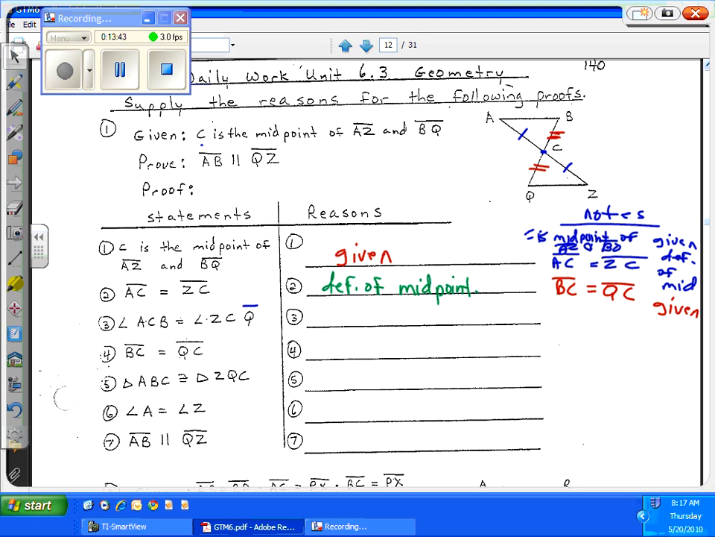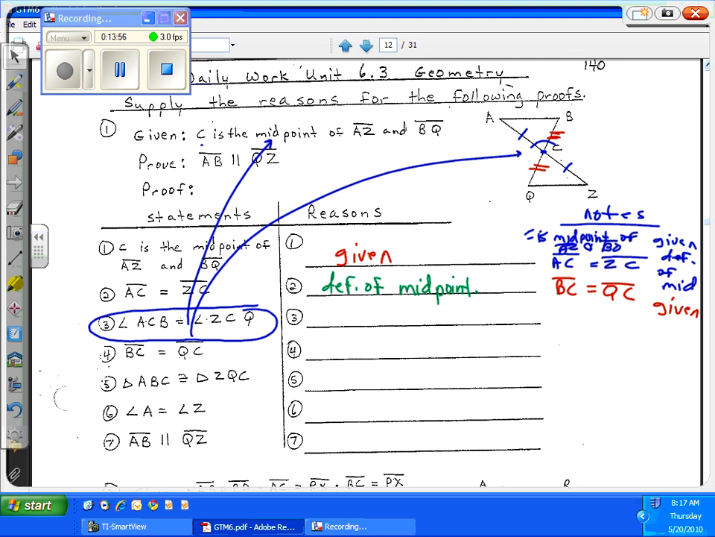And then we go to the next statement. It says angle ACB is equal to angle ZCQ. So we look in the given, and it's not there. So we go to the diagram. ACB is this one. I'm going to go ahead and mark it, equal ZCQ. And we identify in the diagram that those are vertical angles. And so we put vertical angles are equal.